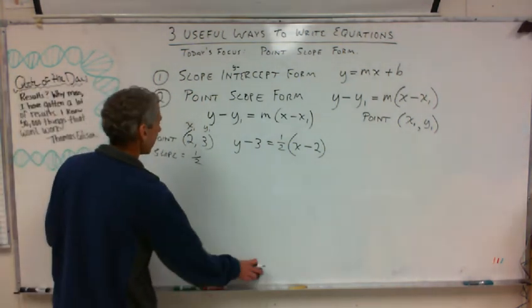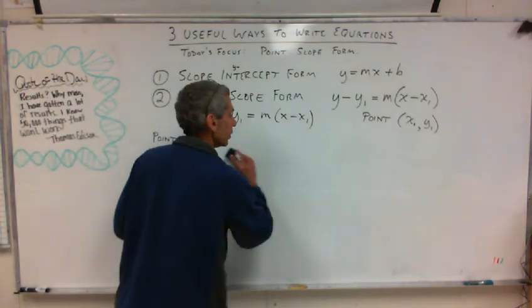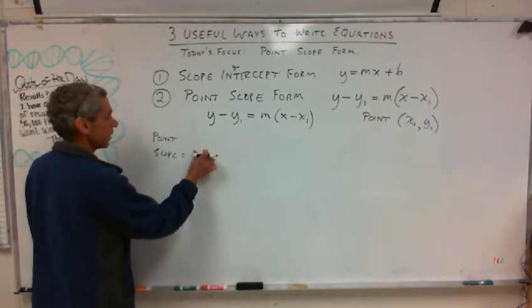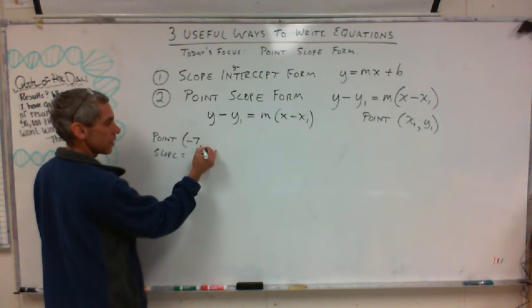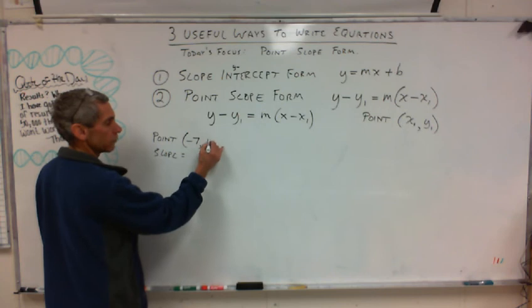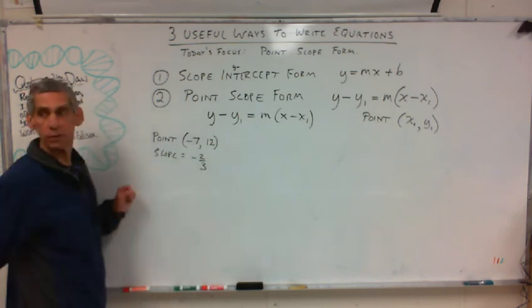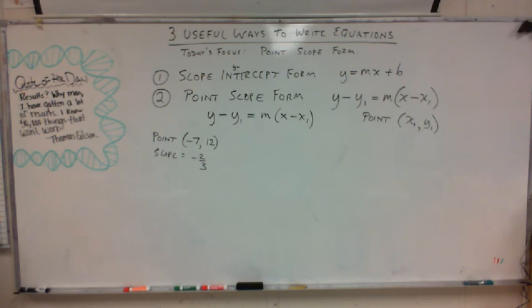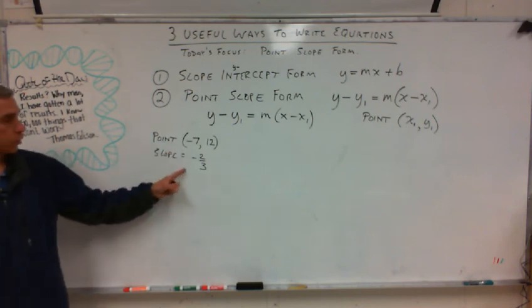Now let's try another one. I'm going to give you another. Okay, so let's say the point is -7, comma 12. And the slope is -2/3. Okay? You writing this down? Right? The point is that, and the slope is that.